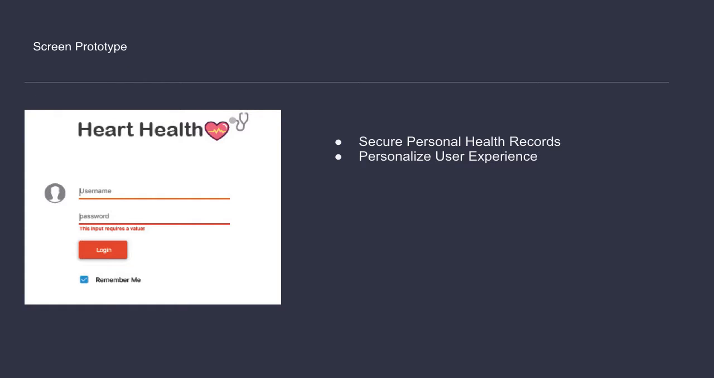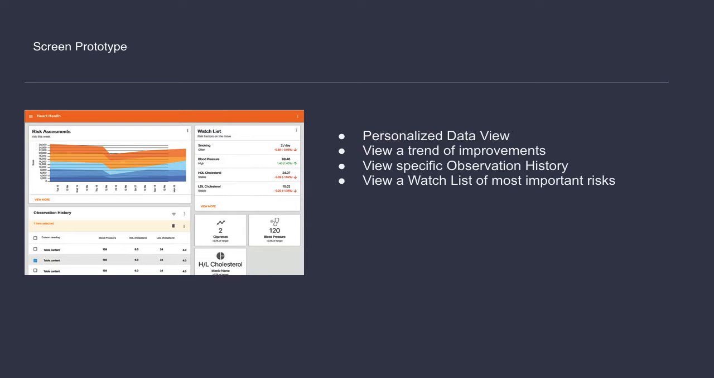For our first screen prototypes, we're going to start off with everyone's concern: security of their personal health records, and trust us, we'll have you covered. Secondly, we want our users to have a personalized user experience while viewing and getting counsel. Welcome to the dashboard, where our users can see their personalized data, which includes a trend of improvements they've made, the ability to view dated entries of their observational data, and a list of their most important risk factors.